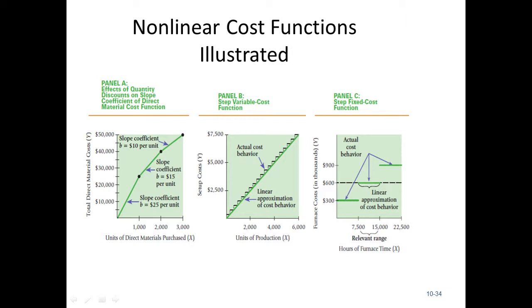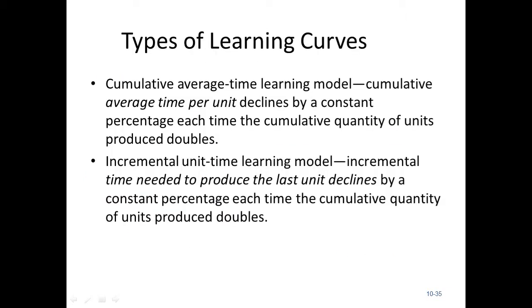And so on this chart, we see 3 panels. Panel A shows how the cost of direct materials rises more slowly as a result of quantity discounts. Panel B shows how costs remain the same over narrow ranges of the level of activity in each relevant range. Here we have units of production and setup costs. And then panel C shows a step fixed cost function. The biggest difference between B, which is step variable cost, and C, which is step fixed cost, is the range. Panel C shows that costs remain the same over a much wider range due, of course, to the nature of fixed cost.